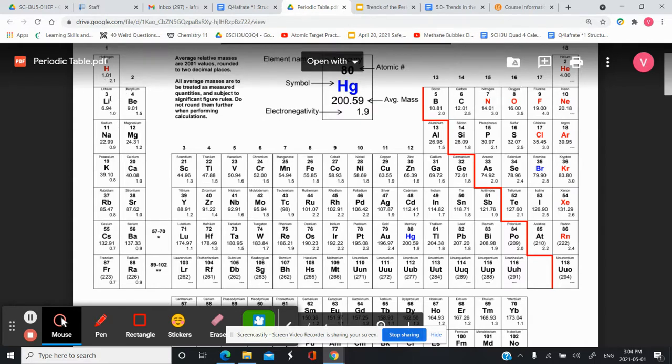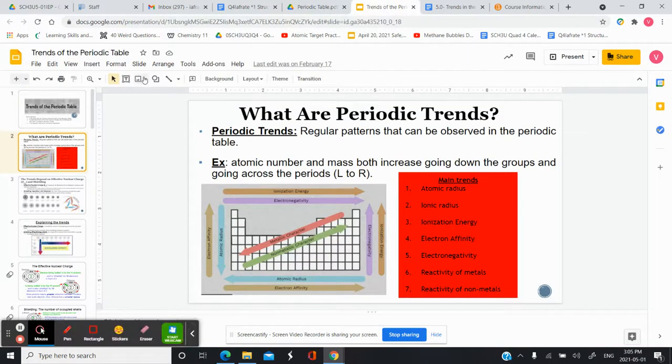So left to right really means from this side over here, starting where lithium is, going all the way to this side over here where the neon is, and top to bottom means, for example, from hydrogen all the way down to francium. That's going top to bottom. And so you can observe patterns going from one side to the other or from top to bottom on your periodic table. And it's more than just those numbers where the patterns exist. There's actually a variety of areas.